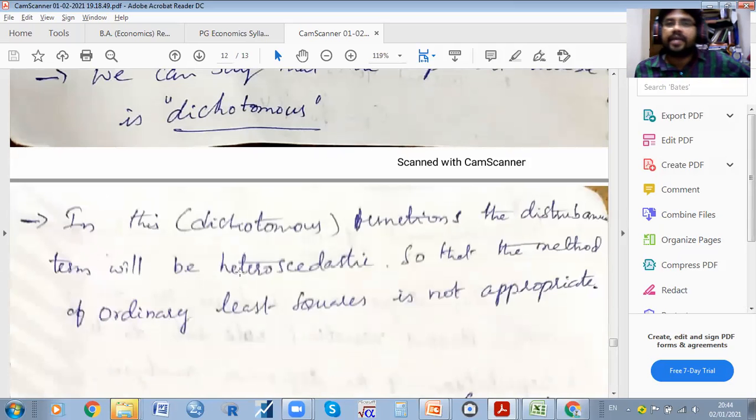So in this dichotomous case, that is when we have the dependent variable as a qualitative or dummy variable, the error term will be heteroscedastic. Nothing but the error terms do not have the same variance for each and every observation. Nothing but the variance of the error term is not the same. So the method of ordinary least squares is not appropriate.